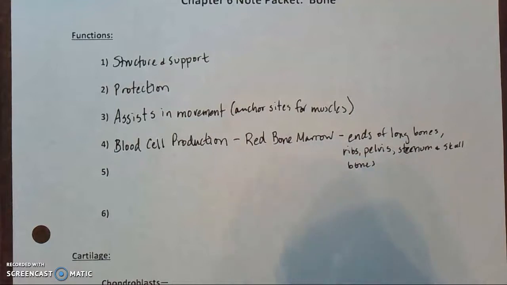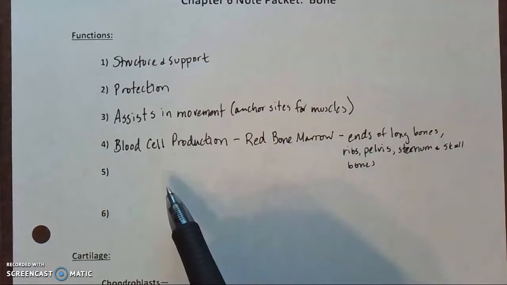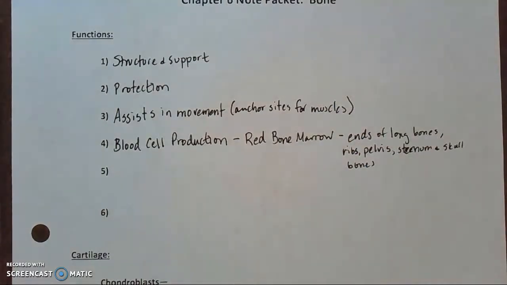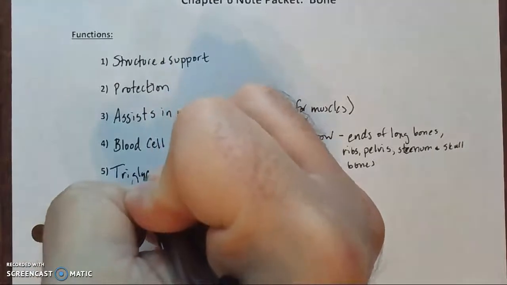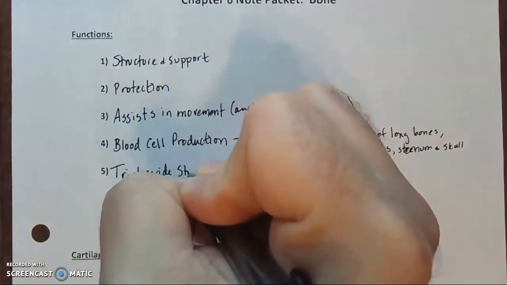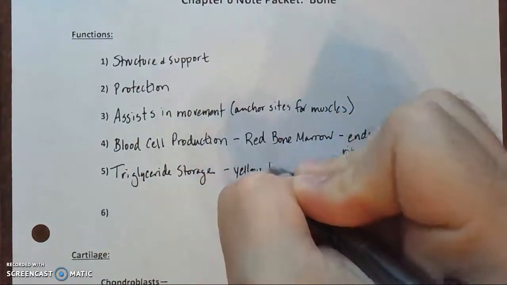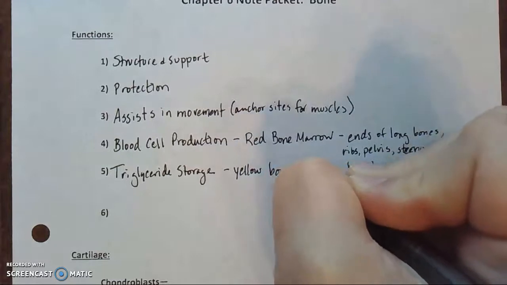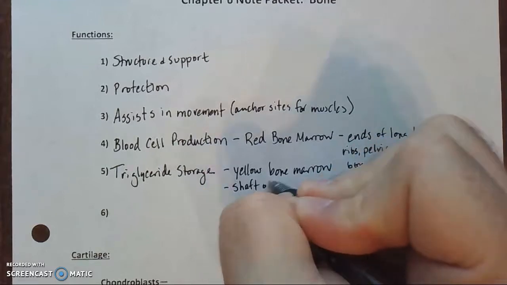But we have another color of marrow. Red is very rich in blood, but the marrow that you might think of, like if you have a ham bone or a round steak and you see the inside of the bone, it looks like a bunch of fat. Well, guess what? That's what it is. So we have triglyceride storage in some bones, and that is yellow bone marrow. And this is usually in the shaft area of long bones.